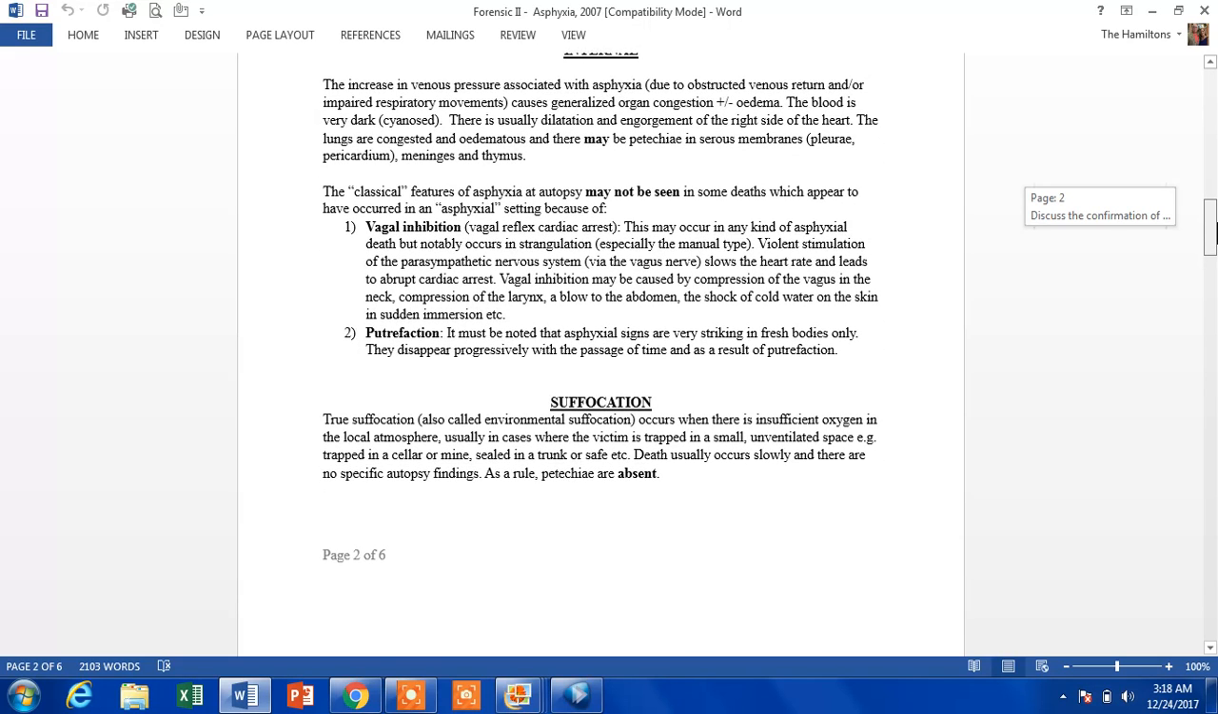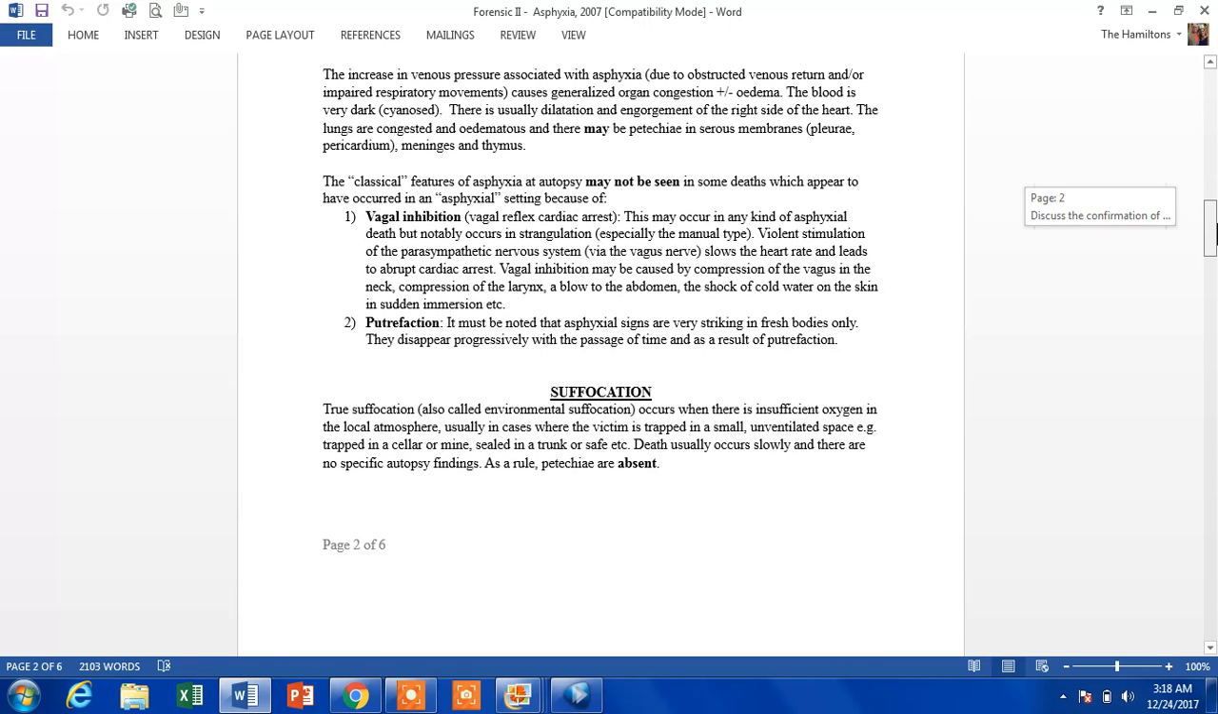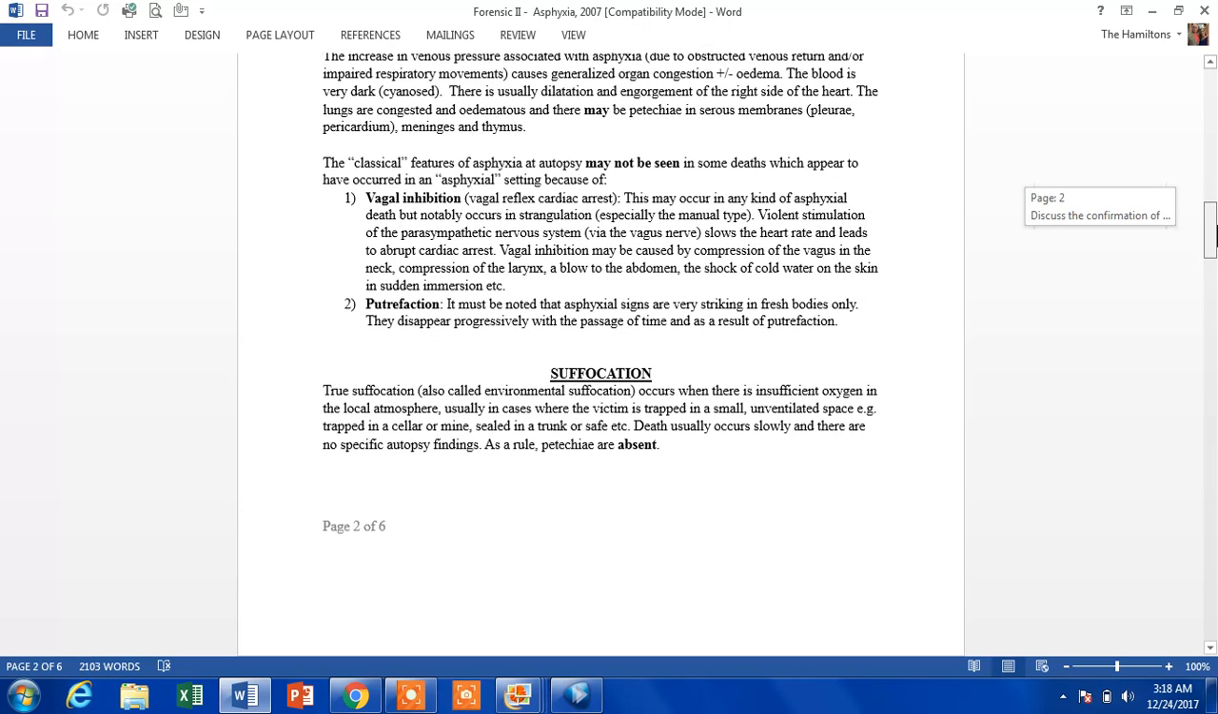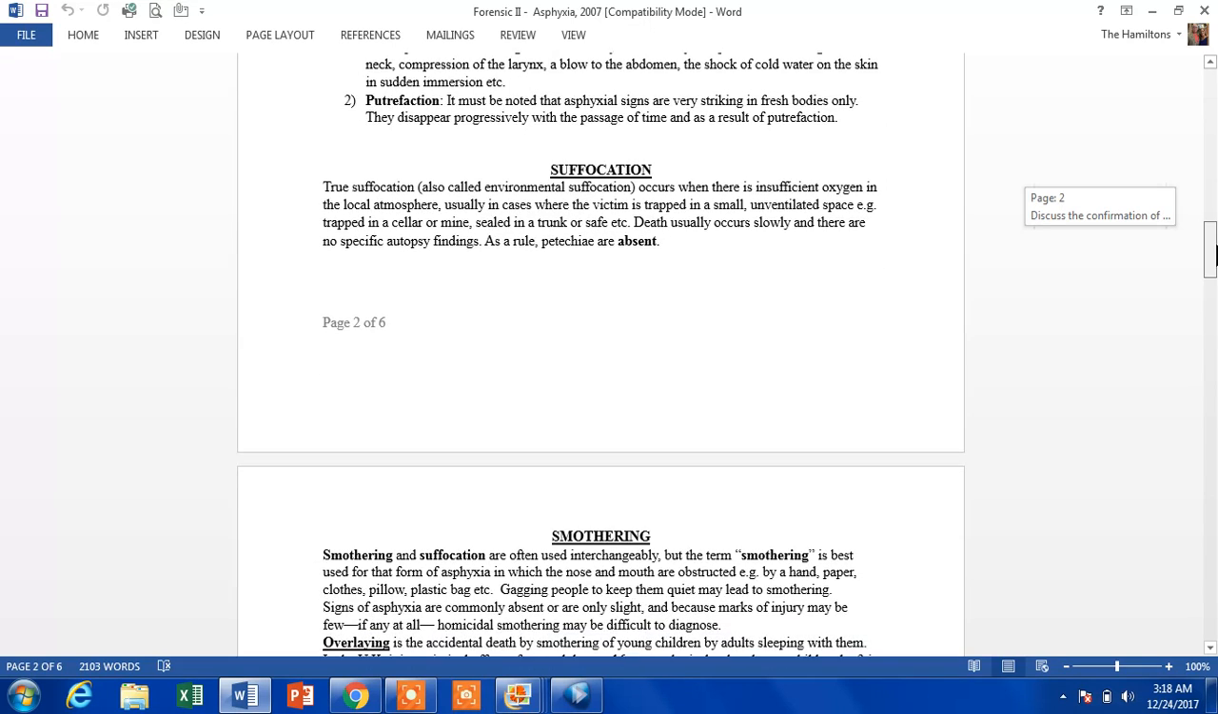Suffocation. True suffocation, also called environmental suffocation, occurs when there is insufficient oxygen in the local atmosphere, usually in cases where the victim is trapped in a small, unventilated space. For example, trapped in a cellar or mine, sealed in a trunk or safe, etc. Death usually occurs slowly, and there are no specific autopsy findings. As a rule, petechiae are absent.